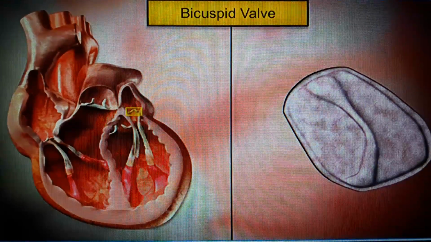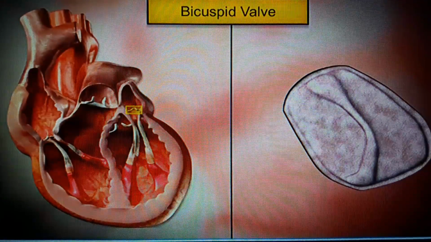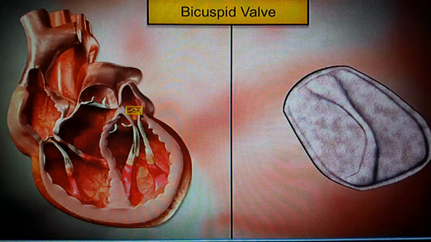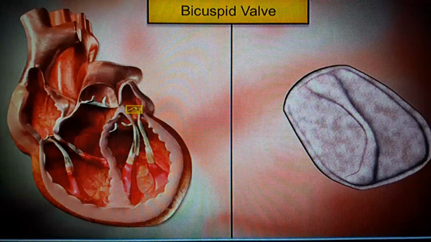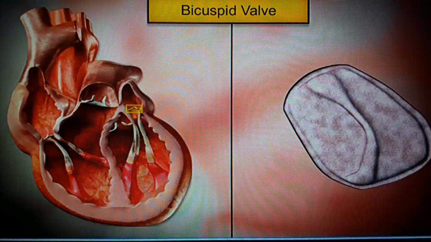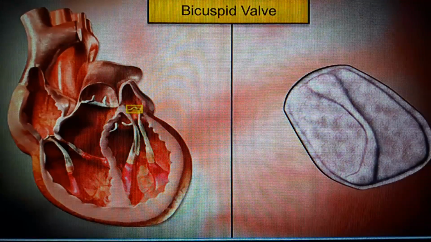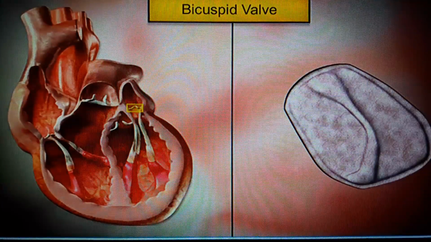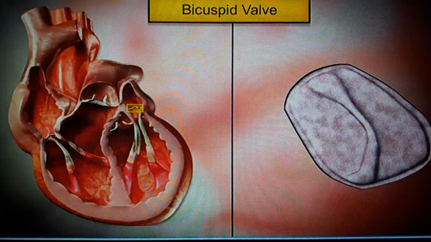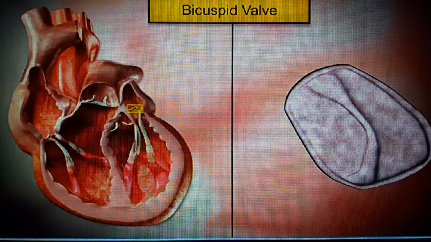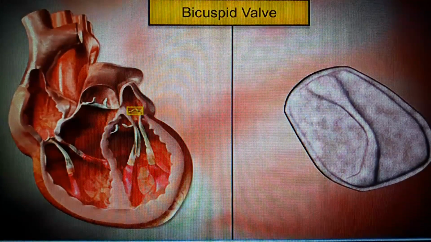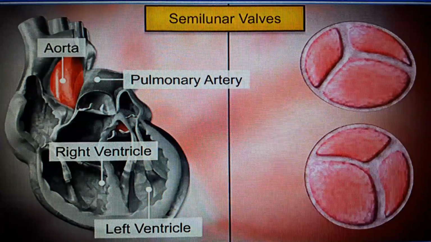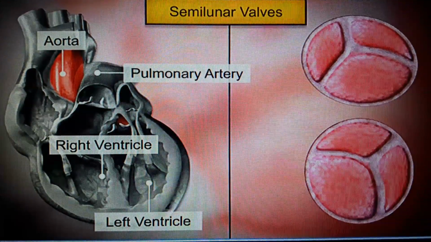The bicuspid valve is also called the mitral valve or left AV valve. It is present between the left atrium and left ventricle and allows the unidirectional flow of oxygenated blood from the atrium to the ventricle. It consists of two flaps or cusps, so that's why it is called the bicuspid valve.